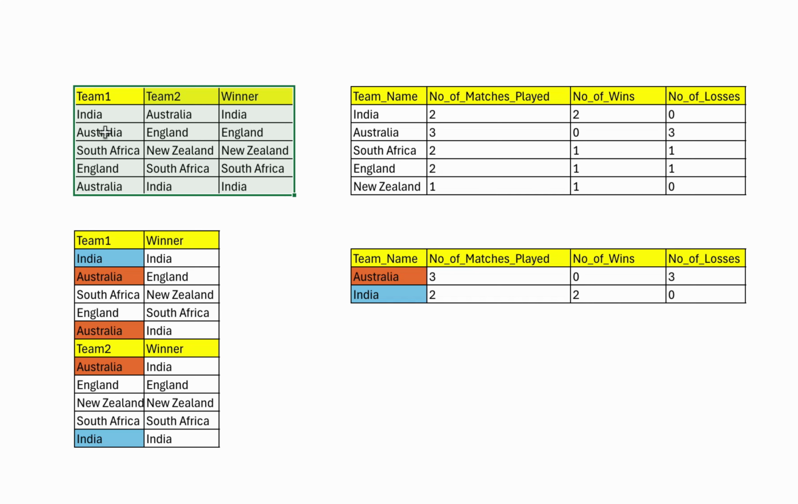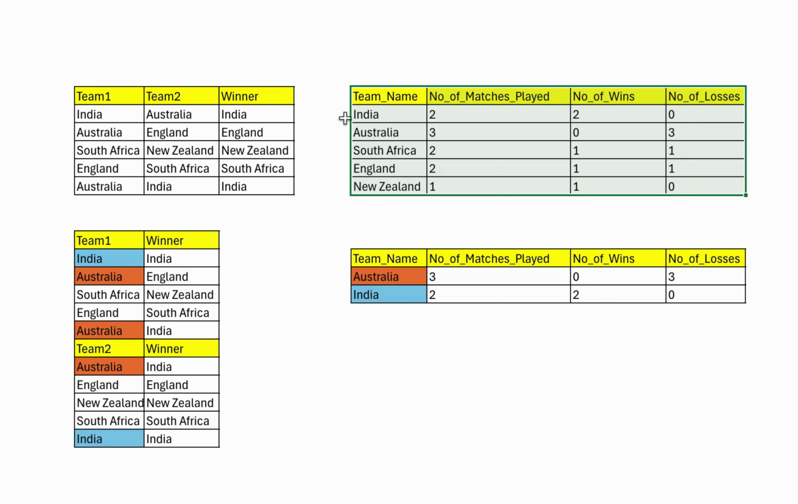Similarly, if you look into this second row, this match happened between Australia and England, and England won this match. And similarly, for this third row, New Zealand won the match that happened between South Africa and New Zealand. And from this input table, we have to count these details. That means we want to create another table.